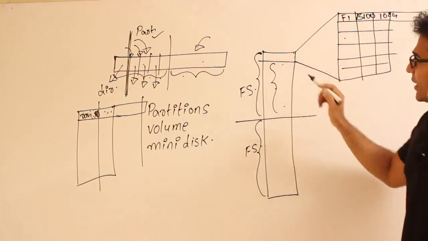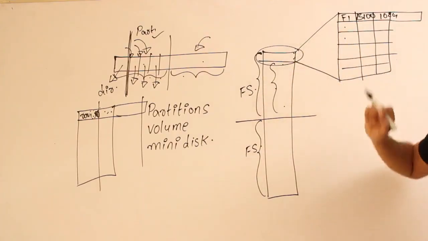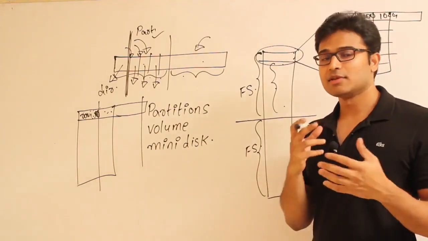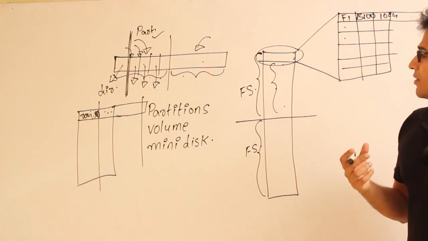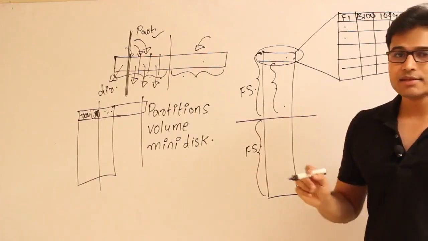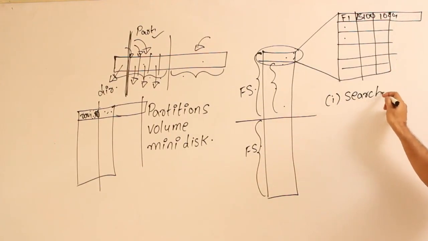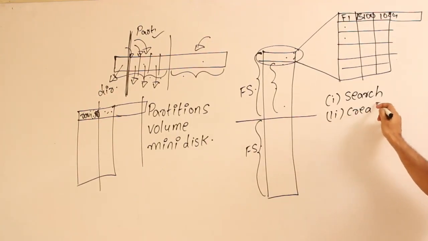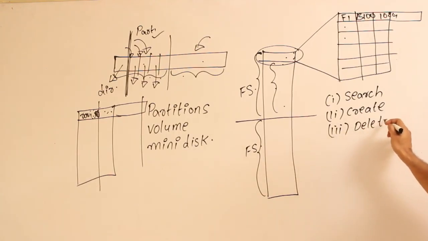Got it? So a directory is, in a simple sense, a file which will contain information about all the files, and every file system is supposed to have at least one directory, otherwise it will be very difficult for us to access the files. Now what are the operations that a directory should support? What do you want to do on this directory is simple. First thing is, you might want to search whether a file is present or not, and the second thing is you might want to create a file, or third thing is you might want to delete a file.